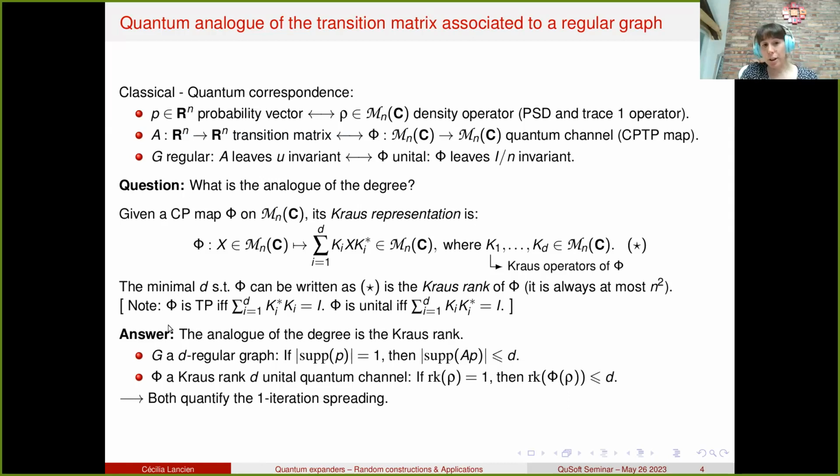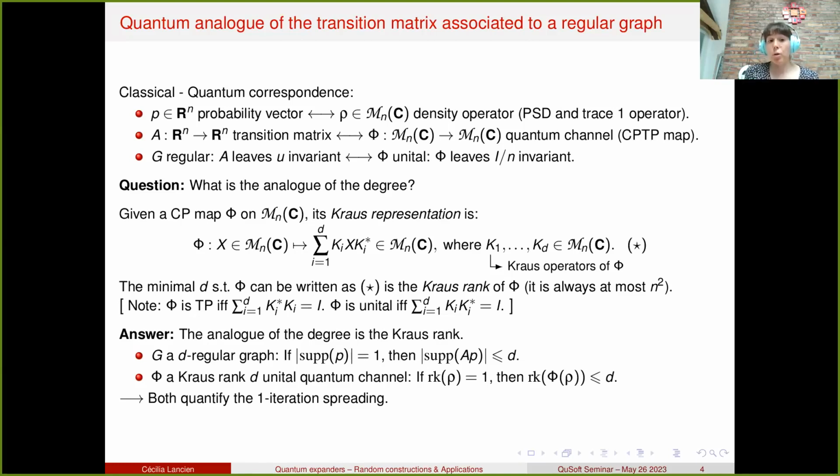And the answer I'm going to give is that one possible analog for the degree of the graph is actually the Kraus rank of my unital quantum channel. So maybe let me just recall it to be sure that we're all on the same page. If you have a completely positive map phi on n times n matrices, you can always write it in its so-called Kraus representation. You write the action of phi on an n times n matrix X as the sum over i of some conjugations by some operators Ki, where these operators Ki are called the Kraus operators of my CP map phi.